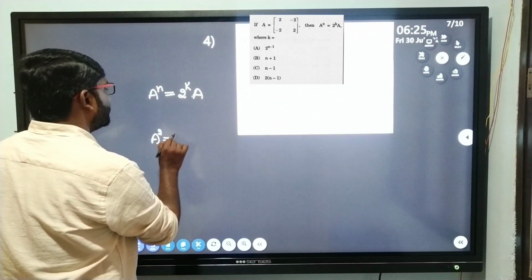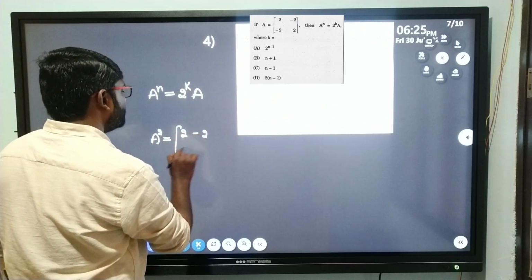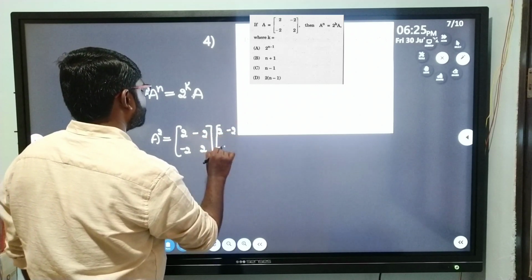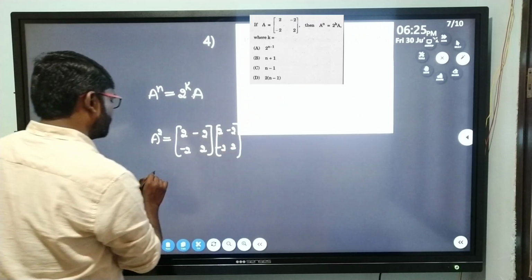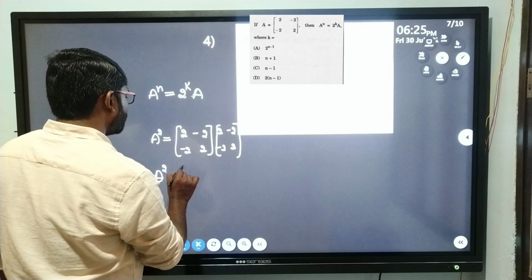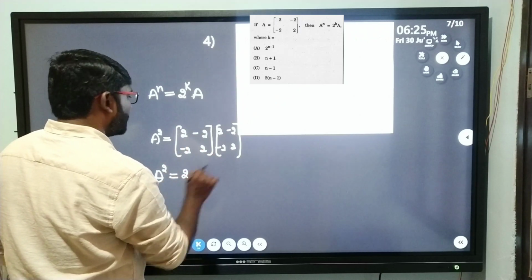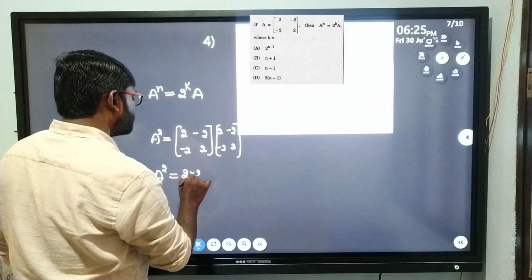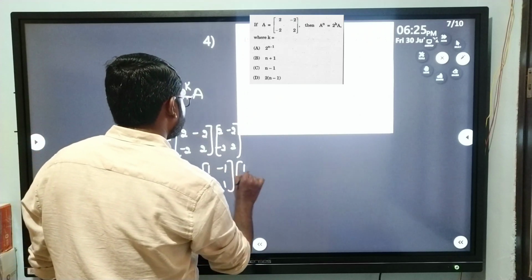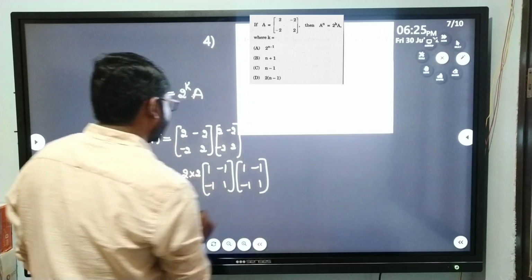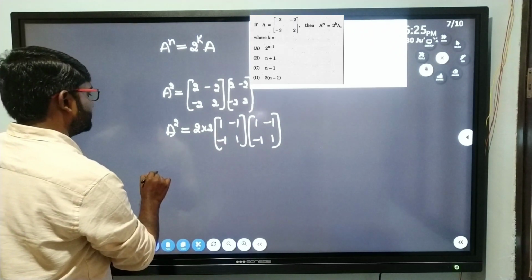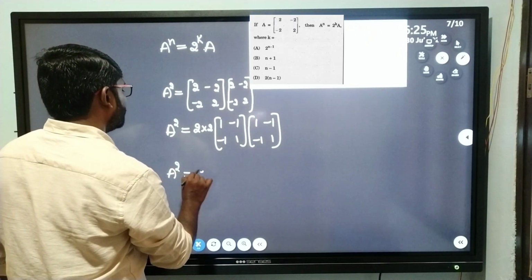A square is equal to A into A. [2, -2; -2, 2] times [2, -2; -2, 2]. From this you can take 2 common, and from the other also 2 common. Write the remaining information, [1, -1; -1, 1] and [1, -1; -1, 1]. So A square is equal to 2 into 2, it is 2 square.